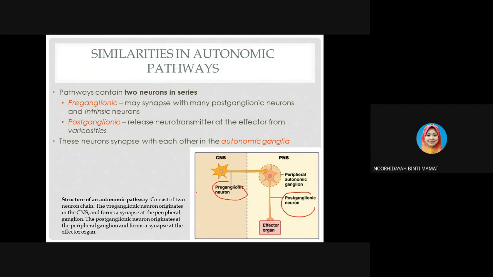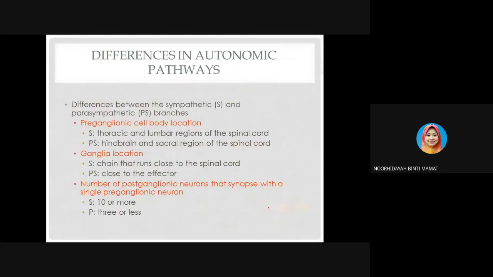So this is the structure. The figure shows the structure of an autonomic pathway. It consists of two neuron chains, the preganglionic and postganglionic. Just now we talked about similarities in the autonomic pathway, so now the differences in the autonomic pathway.